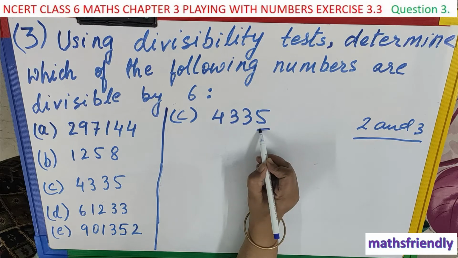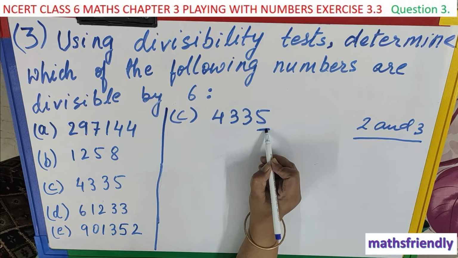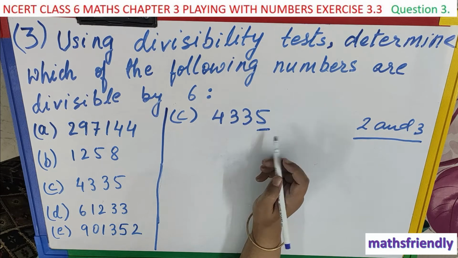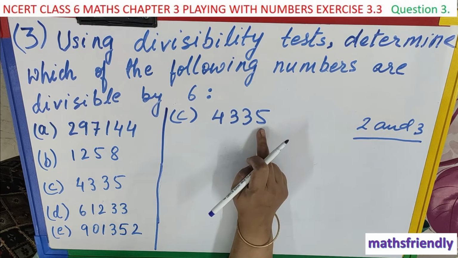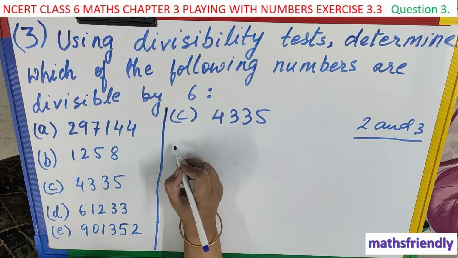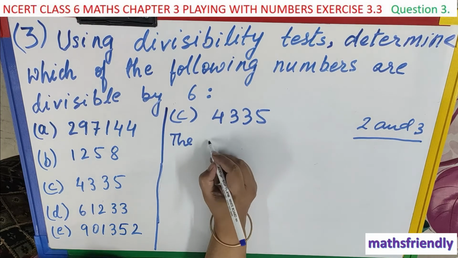So is this number divisible by 2? No, the units place is 5. It should be either 0, 2, 4, 6 or 8, then only the number is divisible by 2. But the units place, the ones place, has 5. So we will write the number is not divisible by 2.